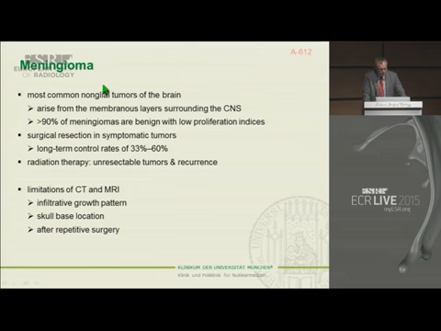Let me briefly talk about the meningioma. This is the most common non-glial tumor of the brain. And over 90% of meningiomas are benign with low proliferation indices. And with a surgical resection, you get moderate long-term control rates. So for this, you need then radiation therapy in the case of recurrence and unresectable tumors. Here, CT and MRI, also the primary imaging modality, have some limitations, especially in tumors with an infiltrative growth pattern, in a skull base location, and after repetitive surgery.